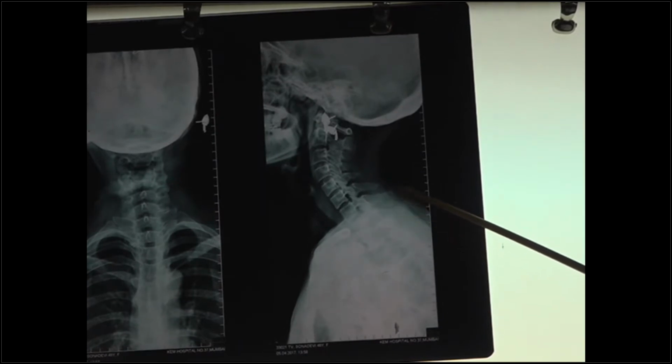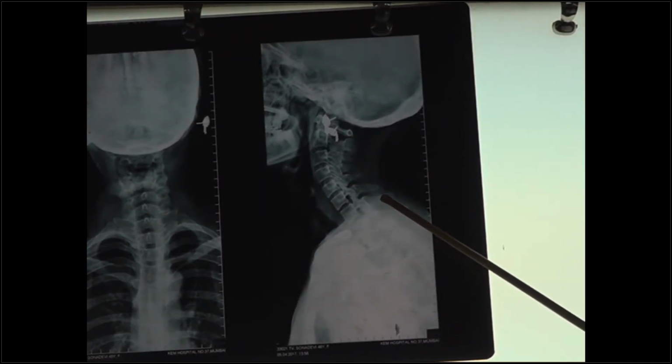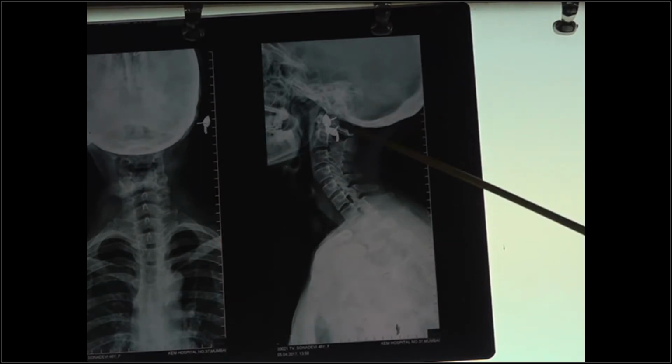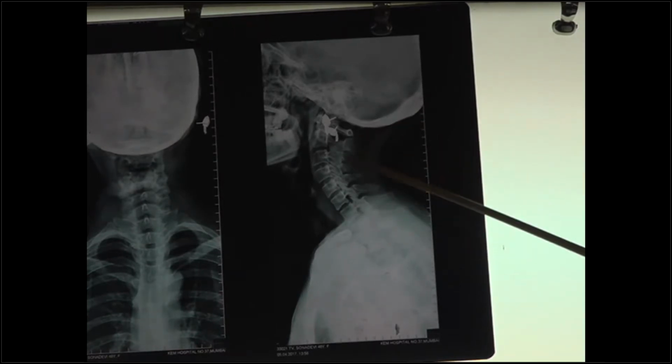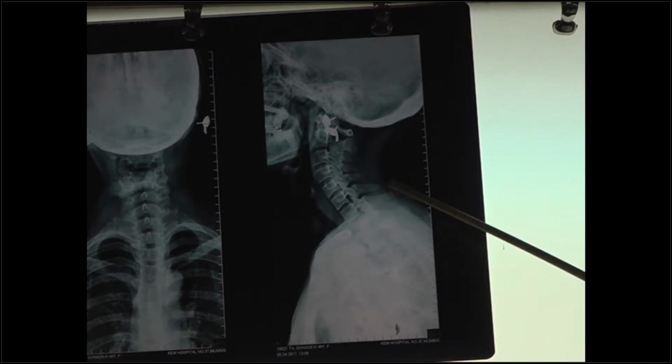We all know that the spine of the seventh is most prominent. So this is the seventh cervical spine. And this is first, second, third, fourth, fifth, sixth, and seventh. So this is what we can see well in the lateral view. Okay, so this is what you had asked, I suppose.